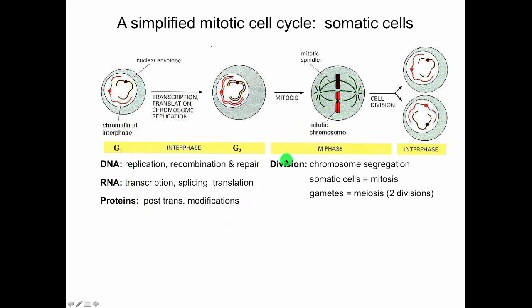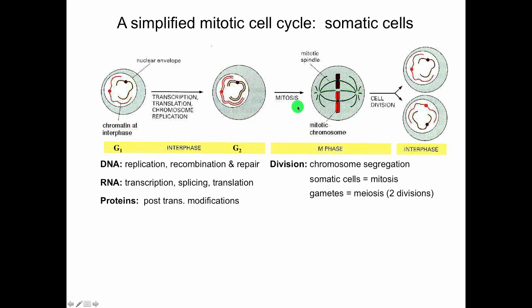During the cell division cycle, of course, the chromosomes segregate. In somatic cells, you have one cell division, mitosis. In gametes, there are two cell divisions, the meiotic divisions. The cartoon indicates the state of the chromatin at interphase at G1 as DNA is replicated. Then you see the chromatin at G2.